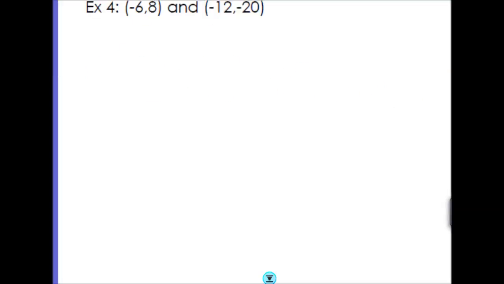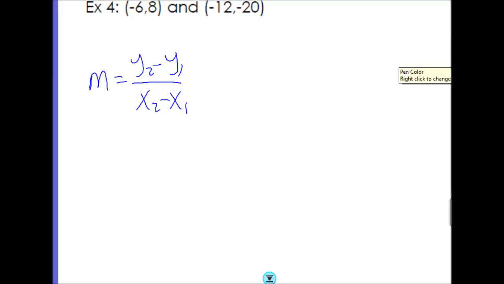Here's our next example of this type. I will write my slope formula. M is equal to y2 minus y1 over x2 minus x1. Then I will label my points again. Here's my x1, y1, x2, y2. Substitute them into the formula.